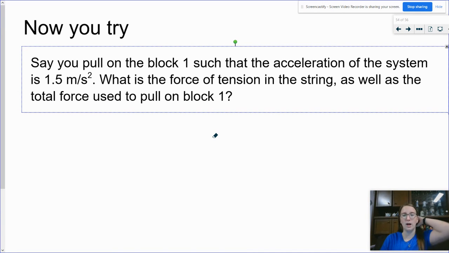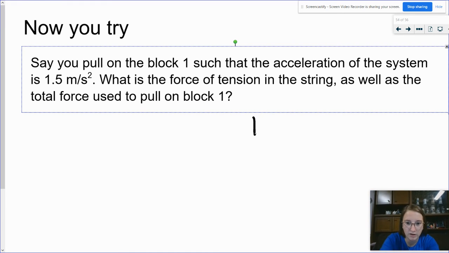Say you pull on block 1 such that they are accelerating together at 1.5 meters per second squared. So we are now given the acceleration. You want to find 2 things. What's the force of tension in the string? Now, the force of tension in the string is the force pulling block 2. Keep that in mind. As well as the total force we're using on block 1.